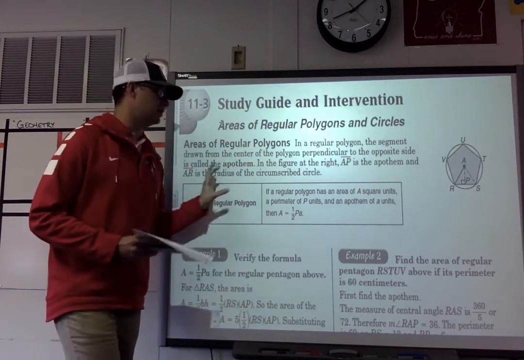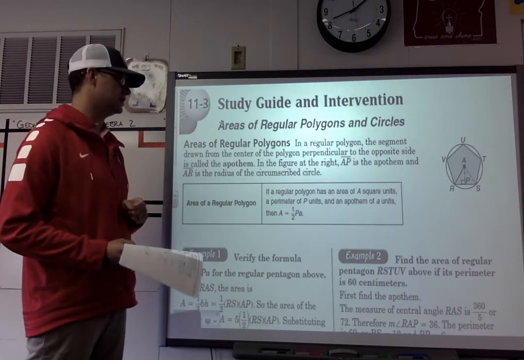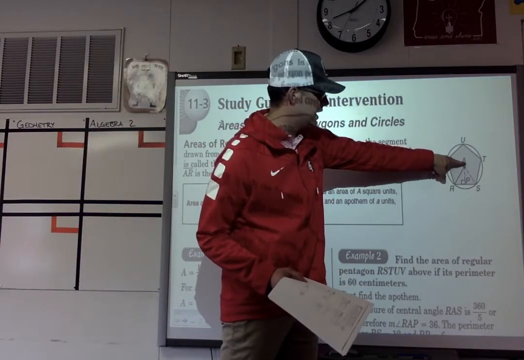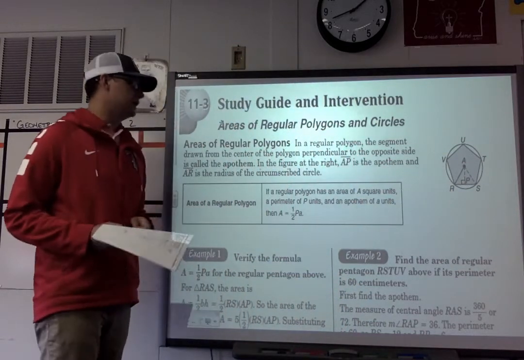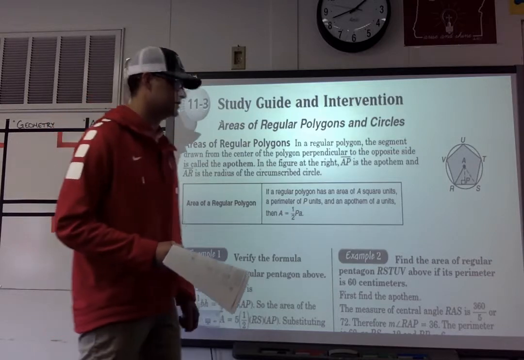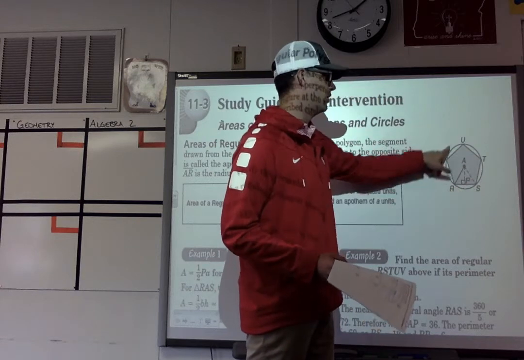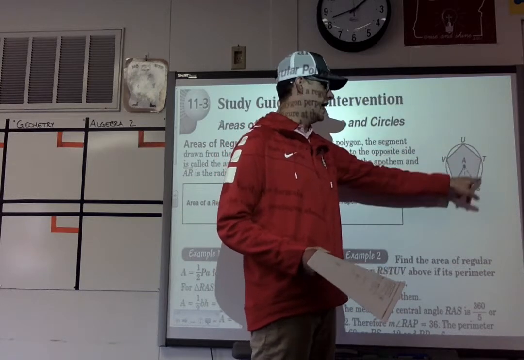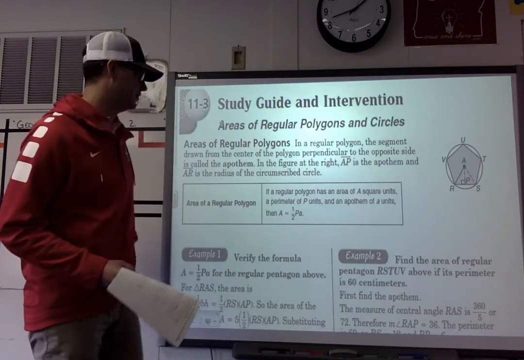So again, back to this. In a regular polygon, the segment drawn from the center of the polygon perpendicular to the opposite side is called the apothem. So in this example right here, from point A drawn perpendicular to one of the sides is called the apothem. In the figure at the right, AP is the apothem, and AR is the radius of the circumscribed circle. So a circumscribed circle is a circle that goes around the entire outside of the regular polygon. It'll hit every vertex of the regular polygon, and that point that's in the middle of the polygon is also the middle of the circle.